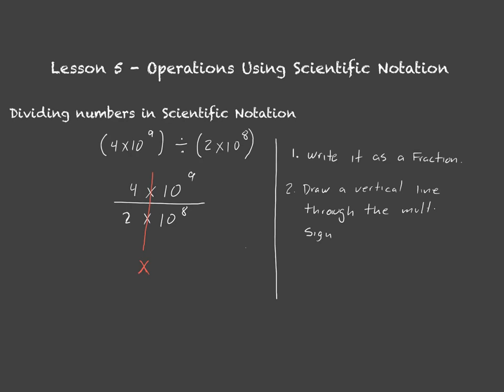So the third step is going to be divide the left side. That means I'm only going to be paying attention to the 4 and the 2. So 4 divided by 2 is going to be equal to 2. So I'm just going to write 2.